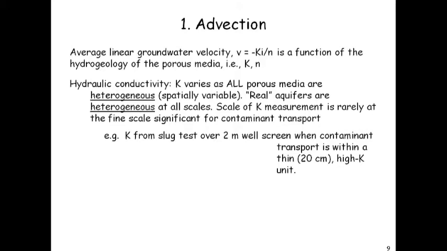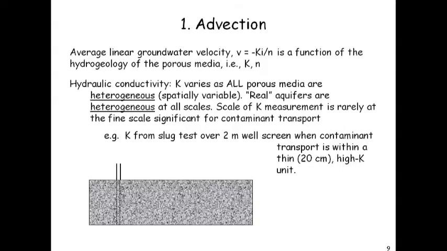We are measuring the aquifer property hydraulic conductivity through a slug test. It's conducted in a well that has a screen that's 2 meters long, and we would have to assign an average hydraulic conductivity to that unit that we're testing. We would then calculate an average linear groundwater velocity from that hydraulic conductivity and assume that the flow through that 2 meter segment of the aquifer is as calculated from that K. More often than not, in fact, the unit is not consistent. It's heterogeneous, even over 2 meters.